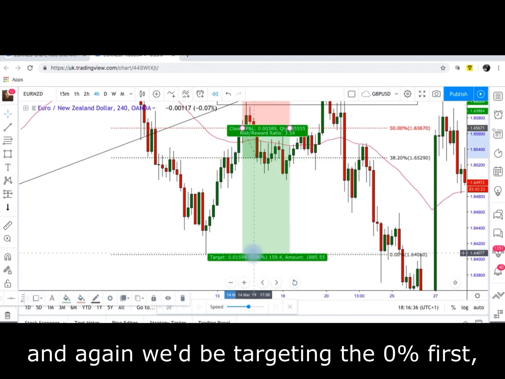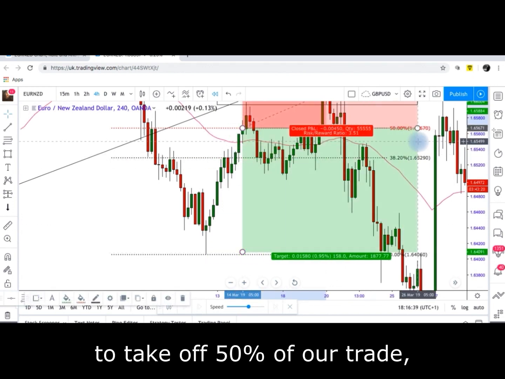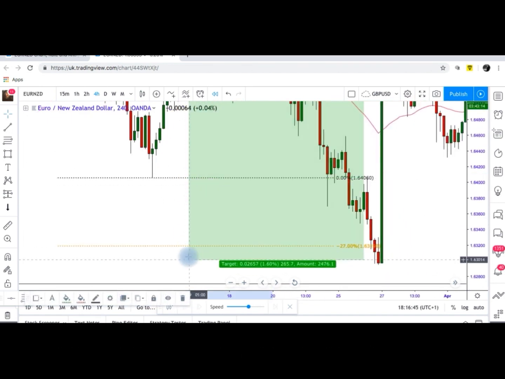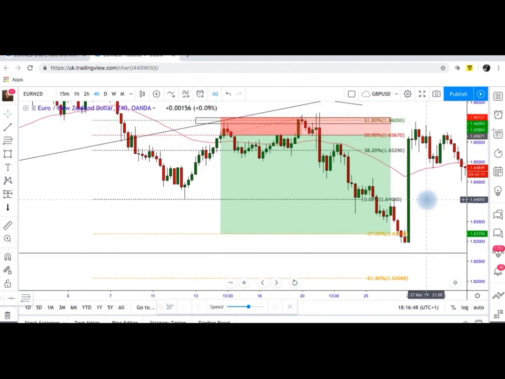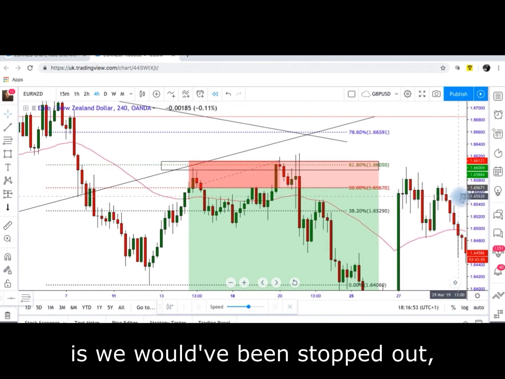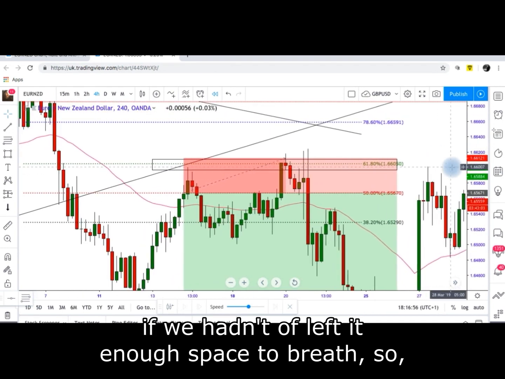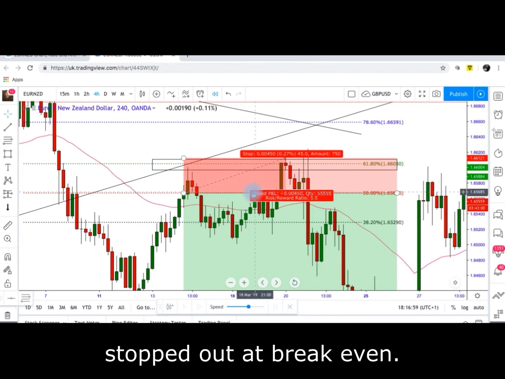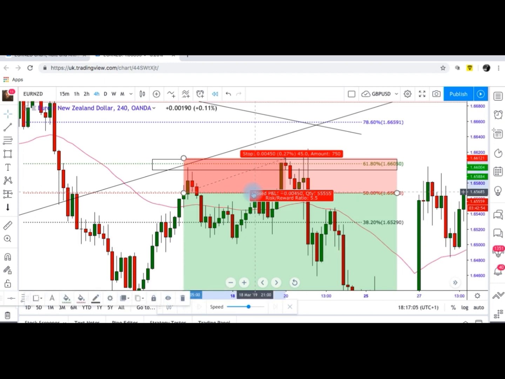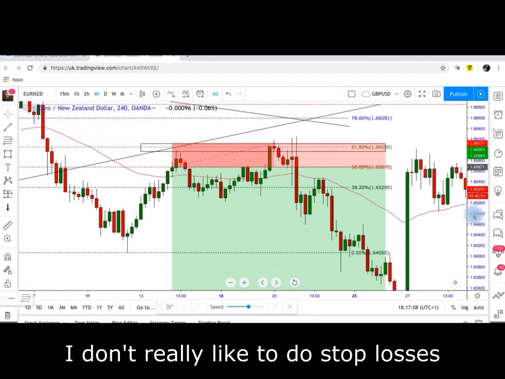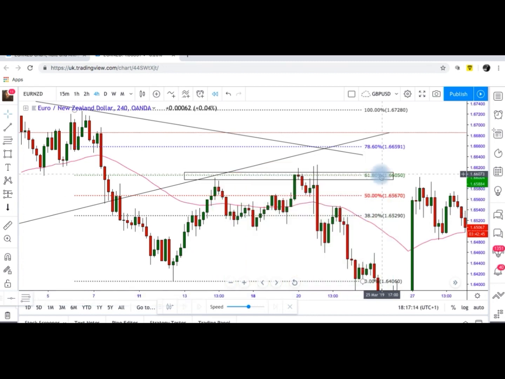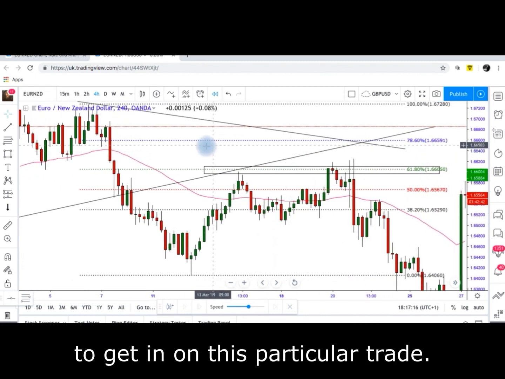And again, we'd be targeting the 0% first to take off 50% of our trade. And then we'd be targeting the minus 27 as the longer term. Now, on this particular trade, what would have happened is we would have been stopped out if we hadn't left it enough space to breathe. So if that was my trade, I probably would have been stopped out at break even. So risk to reward of 5 to 5. I don't really like to do stop losses any more than 45 pips. So therefore, I'd be looking for more opportunities to get in on this particular trade.